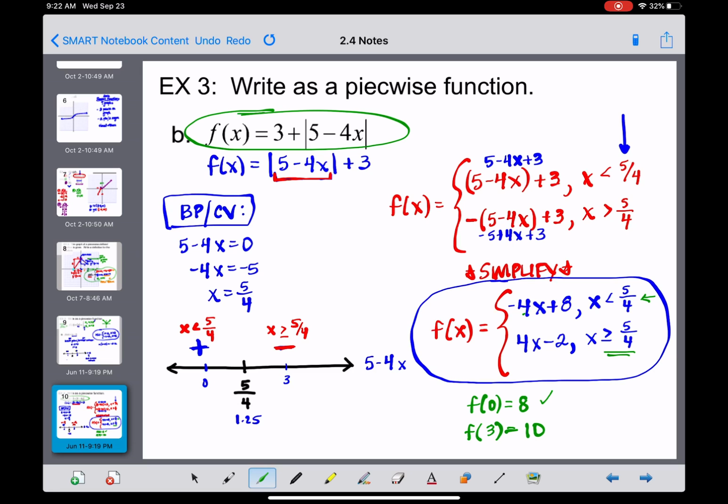And then check it back up here at the top. We would have 3 plus the absolute value of 5 minus 12. Well, 5 minus 12 is negative 7, and the absolute value of negative 7 is 7. So 3 plus 7 is 10. So that checks out. So you can always check it. You could check it graphically on Desmos or a graphing calculator, but you can also check it algebraically.